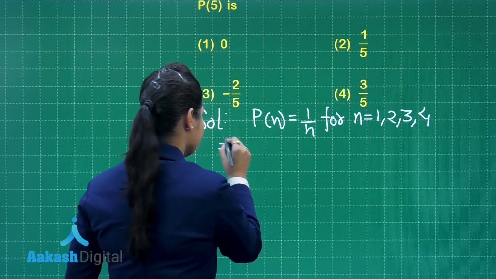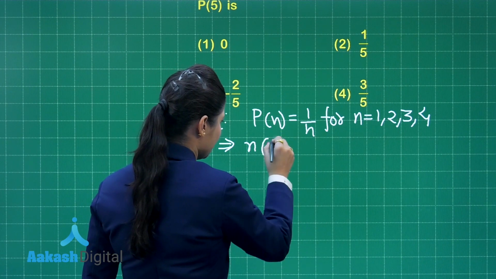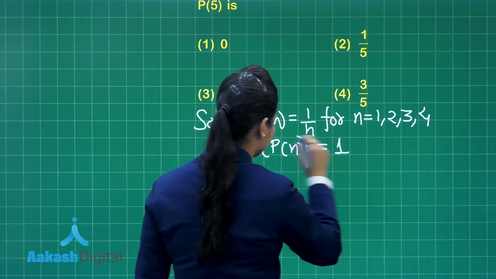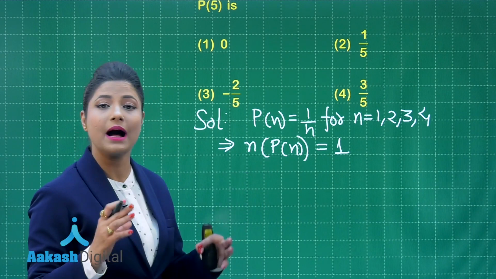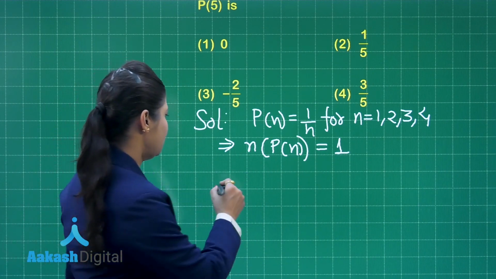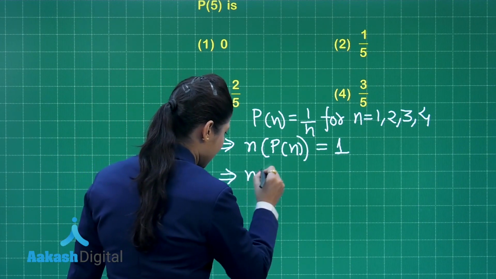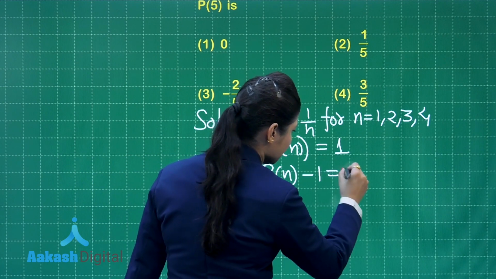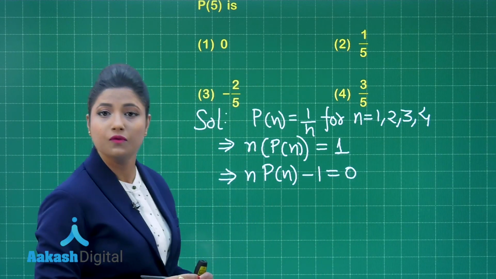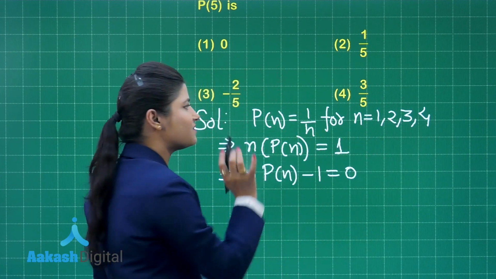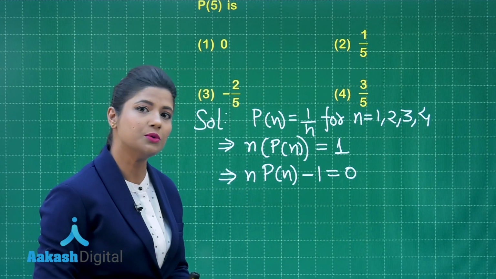So here if I simplify this, n into p of n equal to 1, here n into p of n becomes a biquadratic polynomial that has 4 zeros. So here I could definitely get that n into p of n minus 1 equal to 0 will have 4 zeros. For n equal to 1, 2, 3 and 4, this is valid. So its zeros will be 1, 2, 3 and 4.